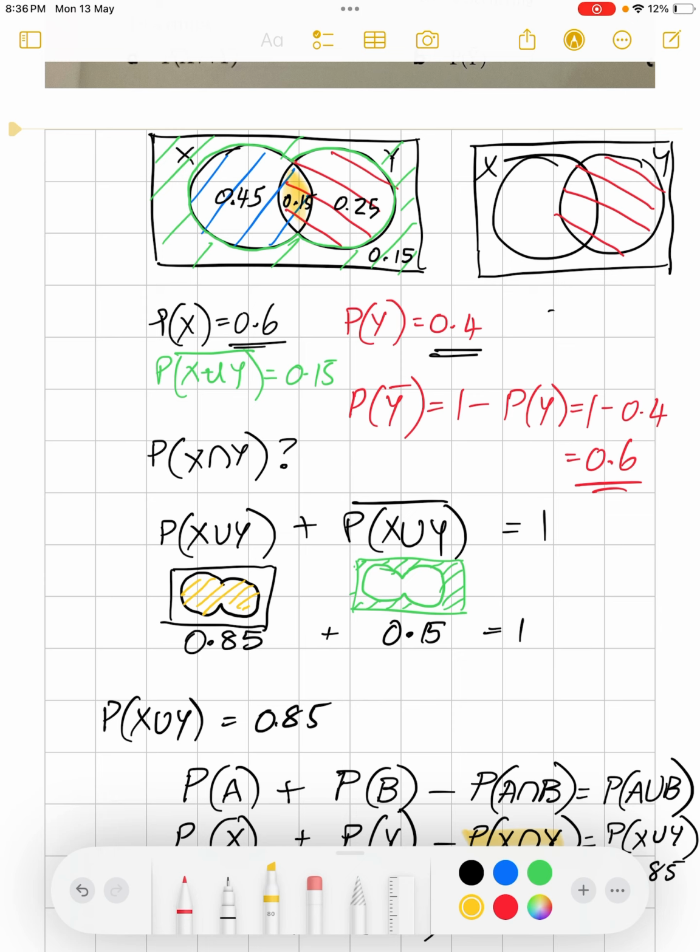Let's use blue as not Y, and everything around that circle is not Y. So if I colour in the whole box that stays outside of Y, that is 0.6. And inside Y, that's 0.4. So the probability of not Y, which is the complement of Y, is 0.6.